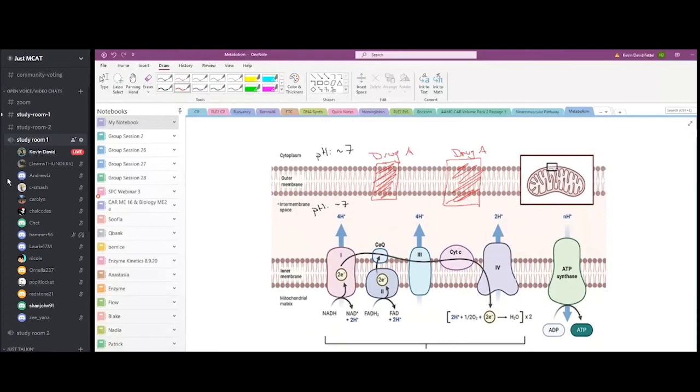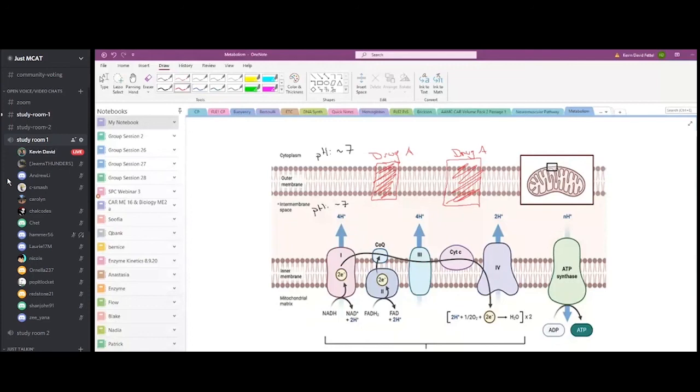It would screw up the concentration somehow. Would it? Are you sure? What's the pH of the cytoplasm? 7. And the inner membrane space, the pH is 7 as well, around, yeah? So pH is a measurement of proton concentration. It's a negative log of the proton concentration. So if they're basically in equilibrium anyway, would it really screw the concentrations of the proton gradient up? Probably not. All right, this is why we're talking about it now.